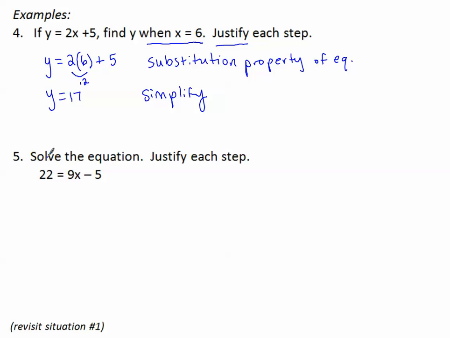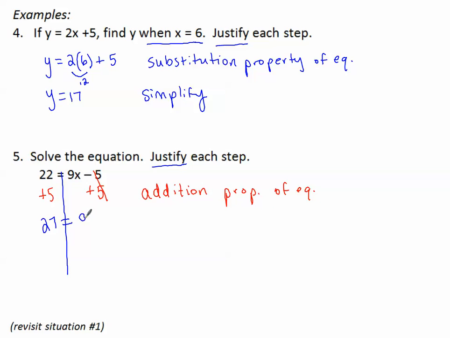Number 5, solve the equation. Justify each step. So I have an equal sign. Let's see how we can get the x by itself. Notice the x is over here, so I want the minus 5 to go away. I'll add 5 to both sides. That's called the addition property of equality. Once I do that, I can combine like terms. 22 plus 5 is 27. On this side, just 9x. What did I do? Just simplify or combine like terms.